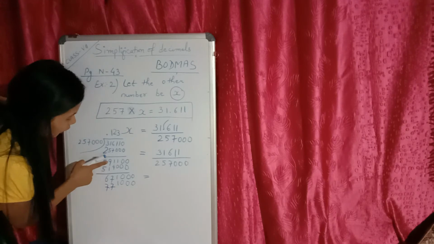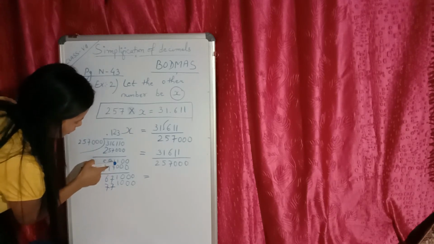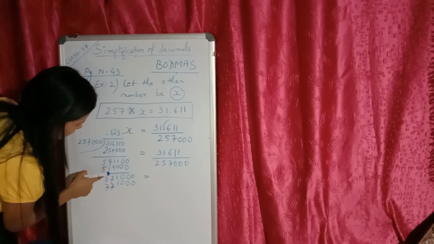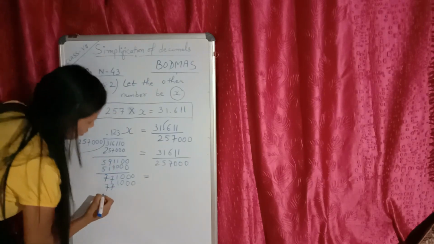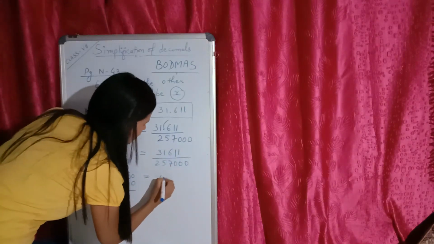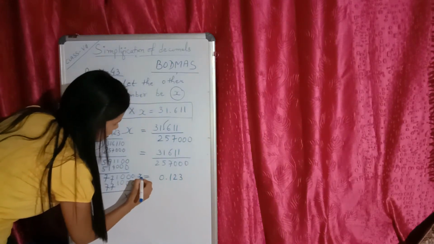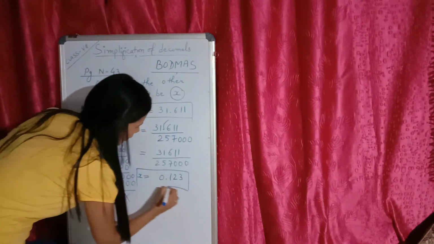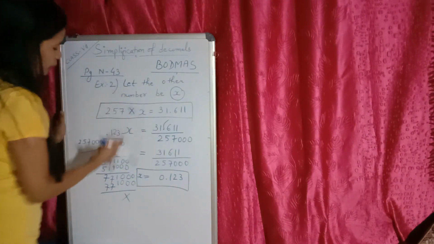Okay, sorry, y'all. From here, 1 is taken away here. So here we have 8. 8 minus 1 will be 7 here. Okay, please note the change. So the remainder will be 0. So our answer is 0.123. So this is the value of x.